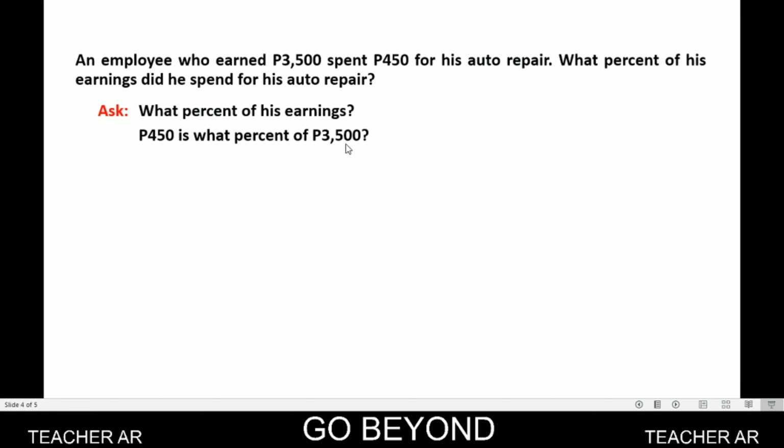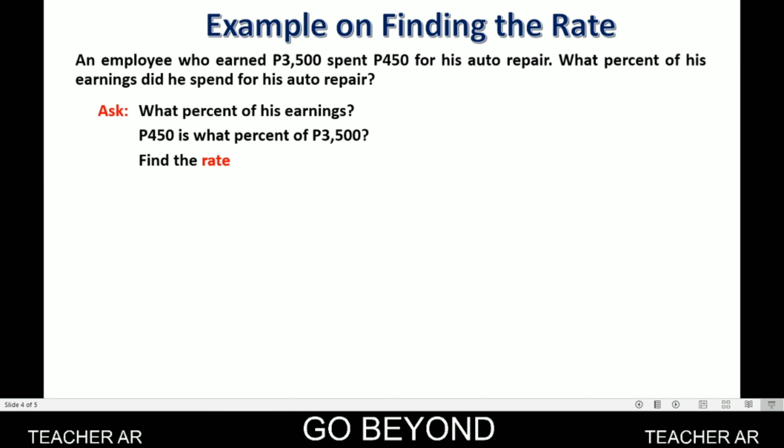Of 3,500 pesos, we are putting 3,500 pesos near of because in the statement, what percent of his earning? And the earning is 3,500 pesos. What percent? So, we are looking for the percent symbol. So, sino yung kasama ni percent symbol? That is the rate. In other words, in this problem, we are finding the rate. And this problem is an example of finding the rate.